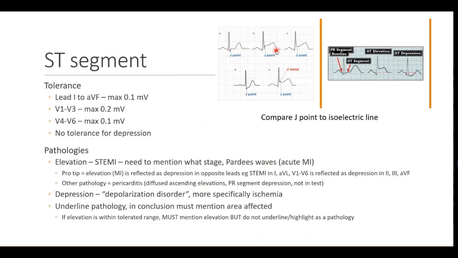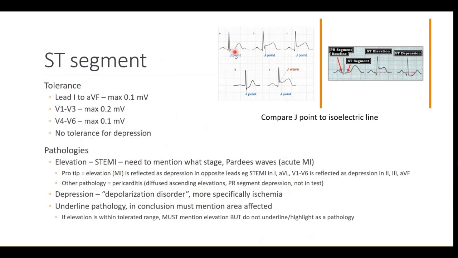So the J point is basically the point where the QRS complex ends, and it's the start of the ST segment. So you have Q, R, S, that's the end over there. This is my ST segment, and this is my T wave. Same thing over here. This is the J point, this is the J point, here it is, here it is, here it is.